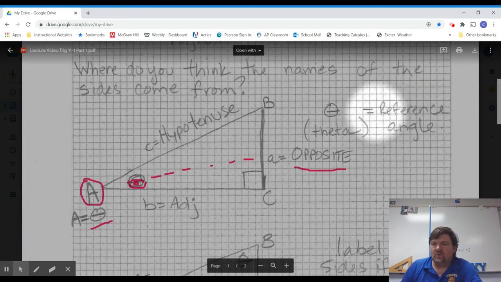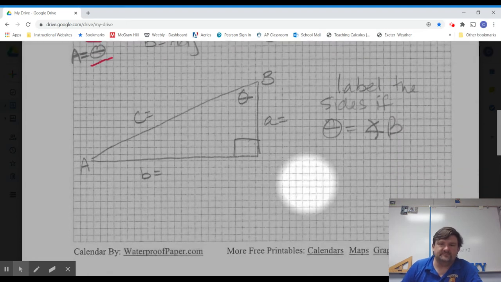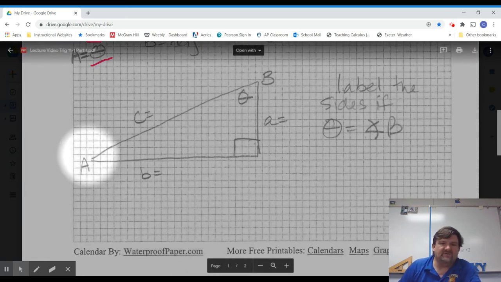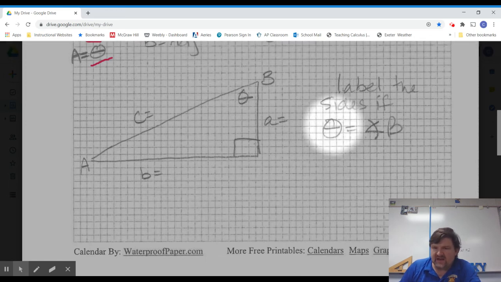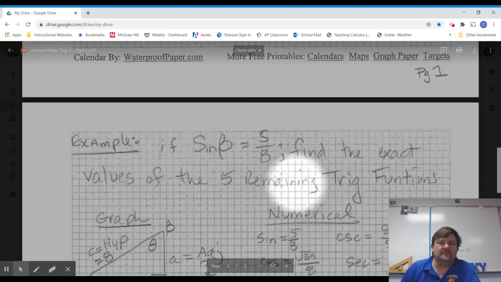So if we keep moving with that idea, knowing that we're always looking from the reference angle, if we take the first one here, I'd like you guys to label the sides. So we've got it here, and we're saying that theta is angle B. Now I want you guys to label the sides with their names: opposite, adjacent, and hypotenuse. And that's what you'll be doing on Edpuzzle right now, and then we'll move on.